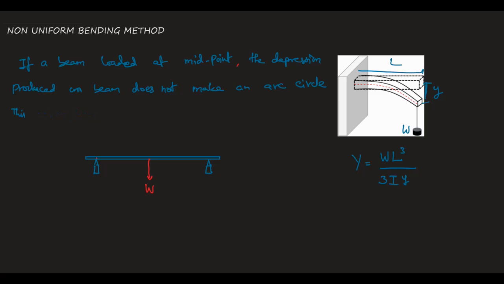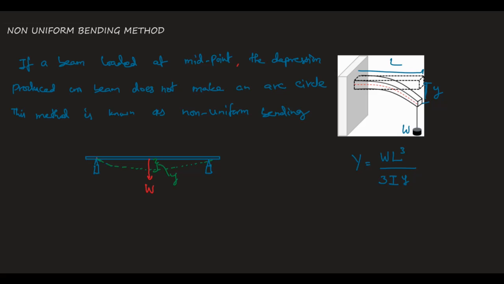This method is known as the non-uniform bending method. If it bends properly like an arc of a circle, then it is uniform. If it is not bending as a circular arc, then it is non-uniform bending. This bending will be a kind of parabola type, so there will be a depression of value Y.